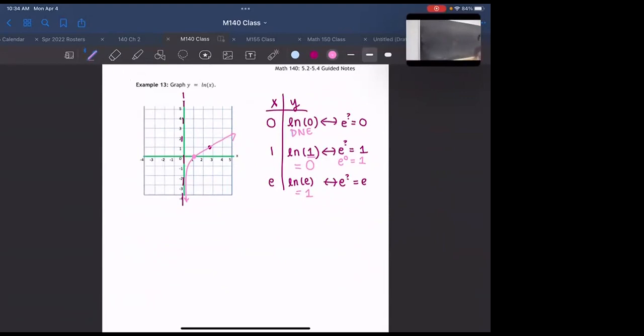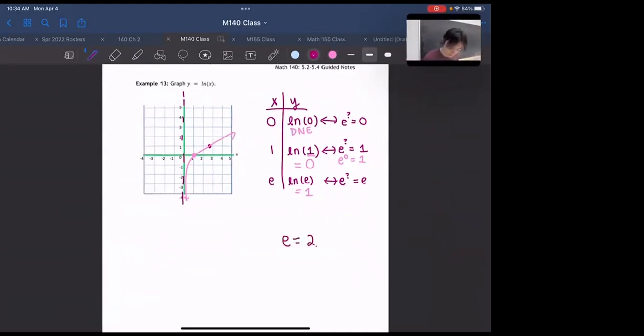Yeah, sorry, I didn't really cover that today, did I? e is a number, it's just 2.718. It's just a number, just like pi. Any questions?